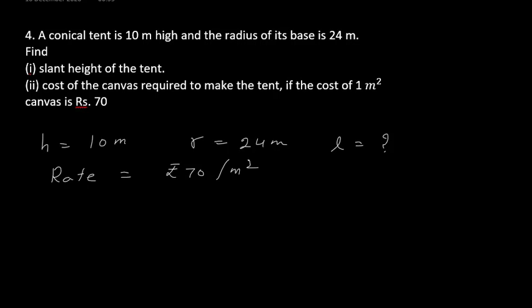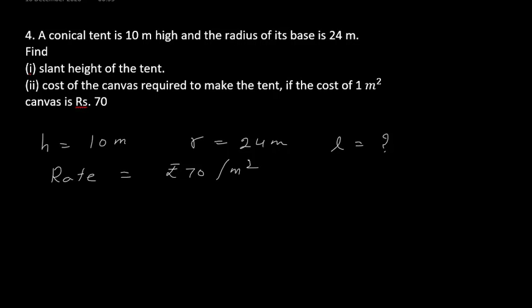Okay, so a conical tent. Now when you make a conical tent, you require only curved surface area. The ground is not covered by the tent. The slant height of the tent we have to first calculate, and then curved surface area, and then we multiply by rate and we will find total cost. Okay, so let us proceed in steps.